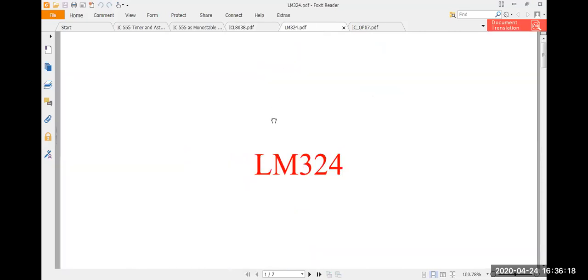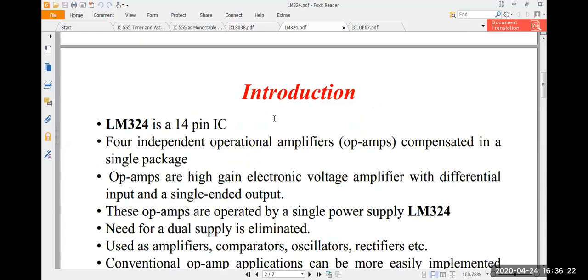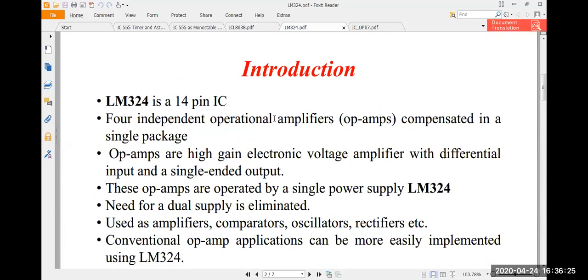Now we'll see what the LM324 IC is and for what purpose it is used. It is basically a 14-pin IC. There are 4 operational amplifiers in this particular IC, the LM324.